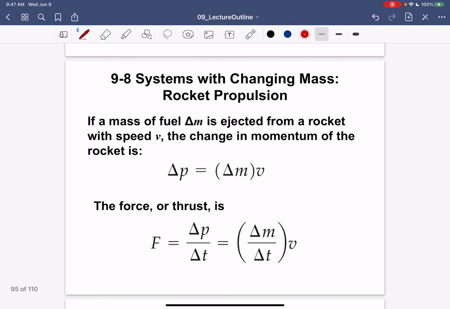Now, systems with changing mass: rocket propulsion. If a mass of fuel delta M is ejected, it burns and is exhausted out of the rocket. The change in momentum because of that is delta P equals the change in mass times V. Then the force, or the thrust, is the change in momentum, which is delta M over delta T times V. Remember, we talked about this when we introduced impulse at the beginning, and we said this is the more general equation where the mass can change.